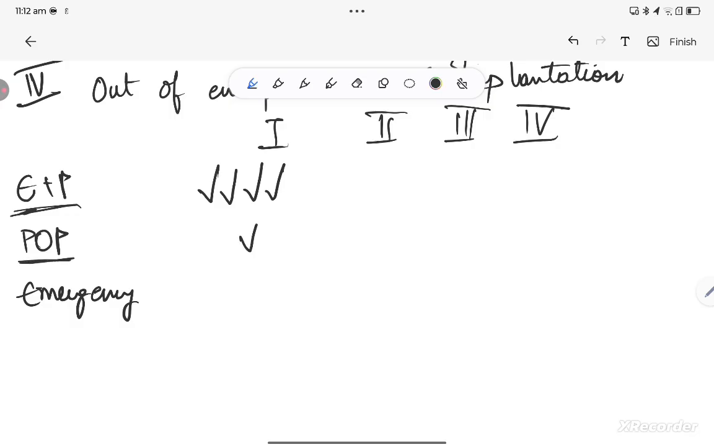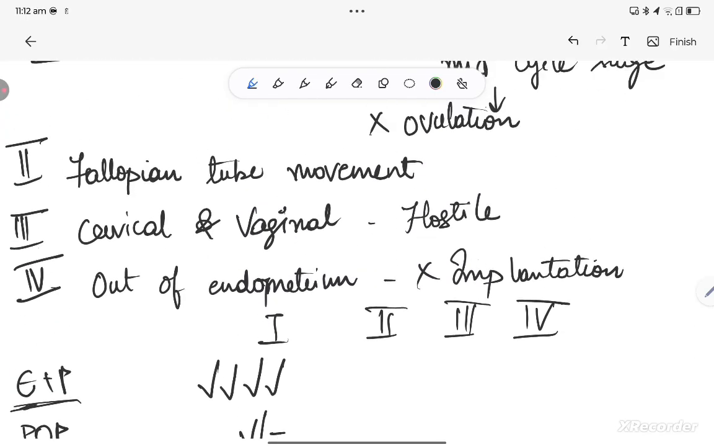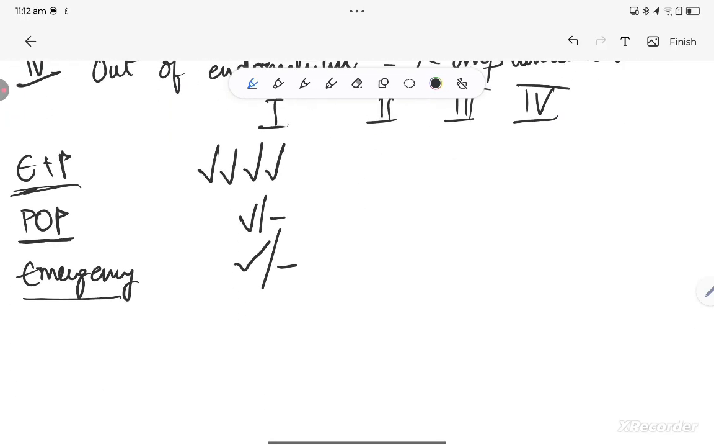Even in an emergency pill, progestin forms a major role. So, this is not that important. It may happen, may not happen. We are not bothered also. But this does not form a major role. Clear? Now, let us talk about the second one. What is the second one? Fallopian tube movements. These fallopian tube movements are out of phase with all.